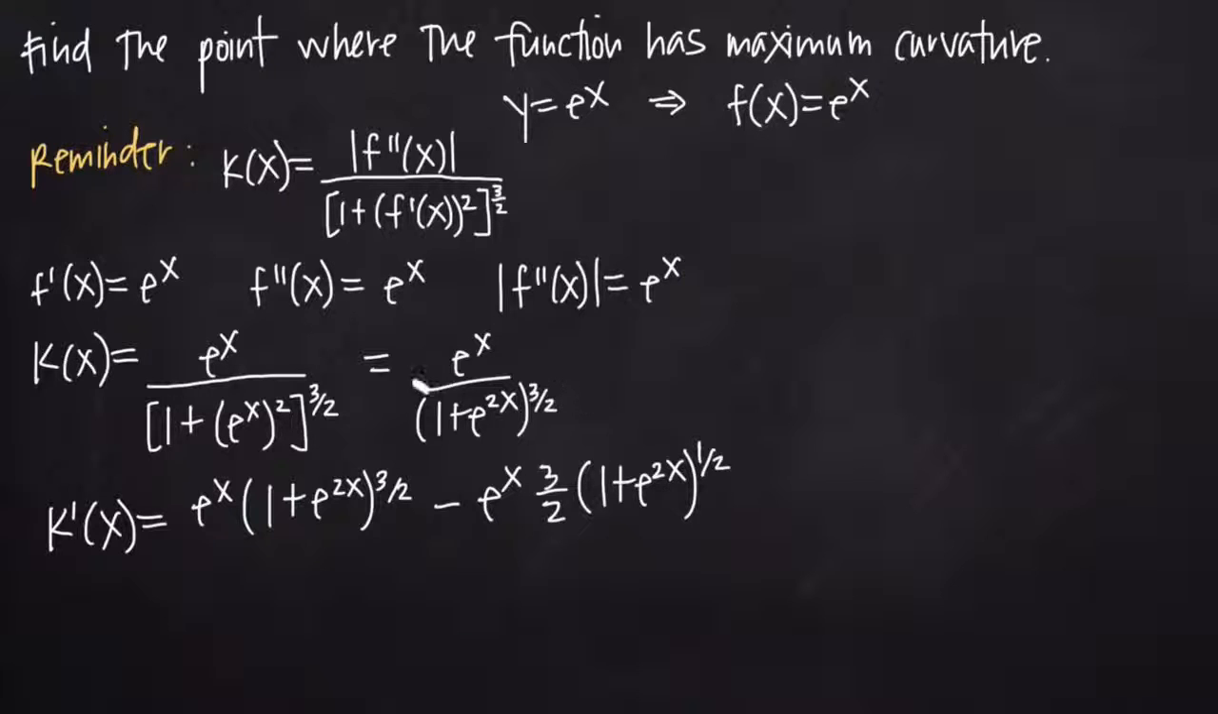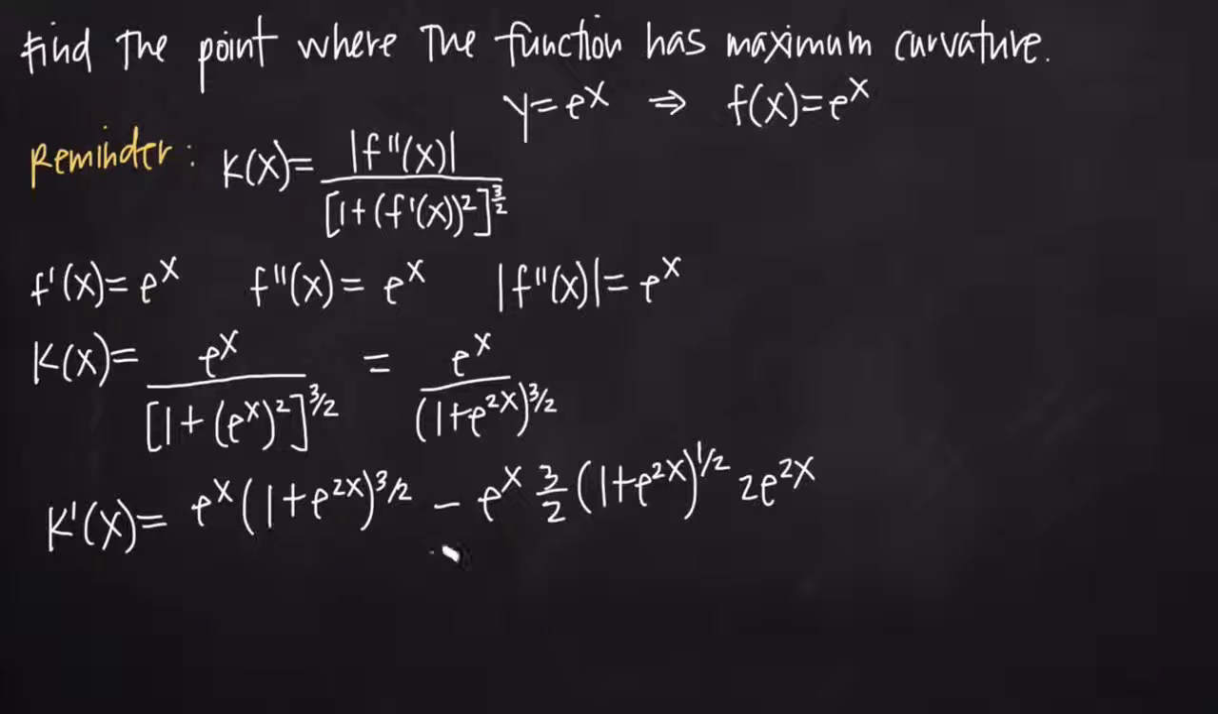But then we just took the derivative of the outside function. We left this inside function, 1 plus e to the 2x, alone, but now we need to multiply by the derivative of the inside function. Well, the derivative of 1 is 0, the derivative of e to the 2x is 2e to the 2x, so we need to multiply by 2e to the 2x.